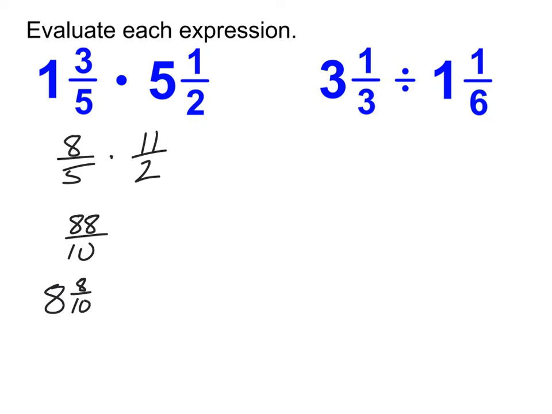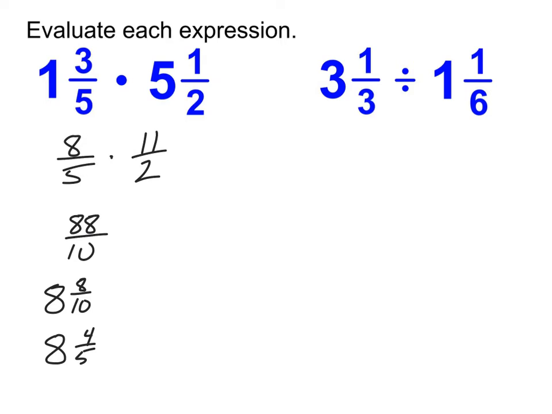Although this is not what I want to see as my final answer, is it? Because you notice it reduces. So it's going to be 8 4/5. Remember that the whole number part doesn't change. So I just divide the 8 and the 10 there, both by 2. That's the final answer we're looking for, 8 4/5. You're done.